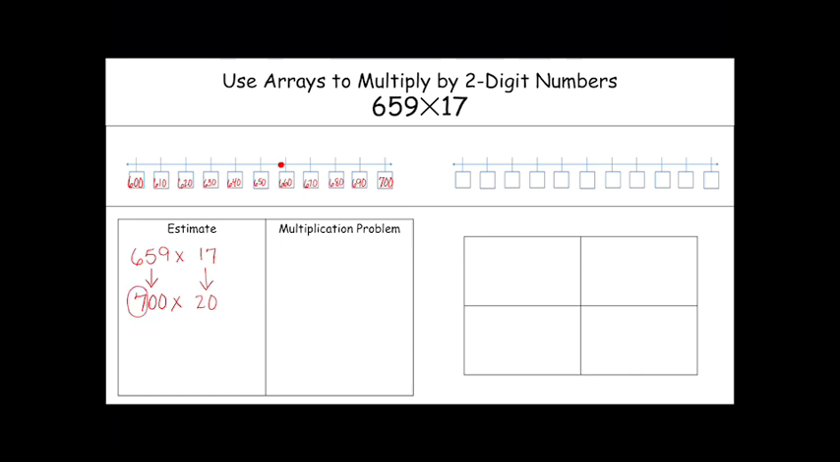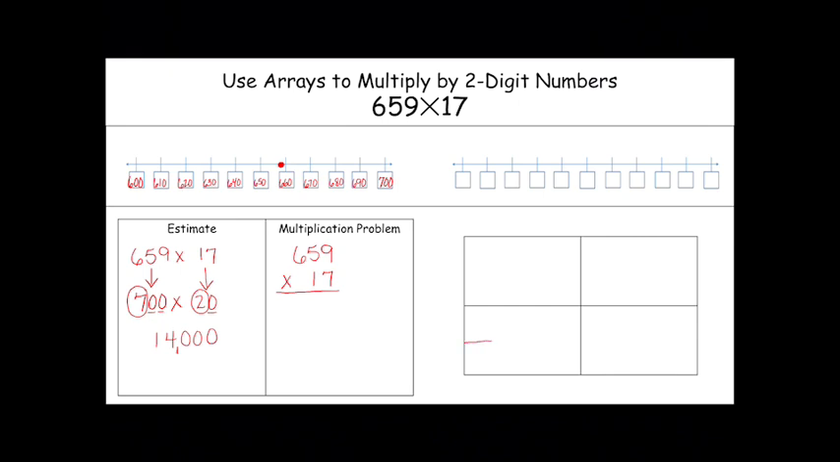And so 7 times 2 is the basic fact, and that's 14. 1, 2, 3 zeros in my factors. 1, 2, 3 zeros in my product. The estimated answer is 14,000. Now the problem is 659 times 17. Now, when I break it into the partial products, we're going to have 3.